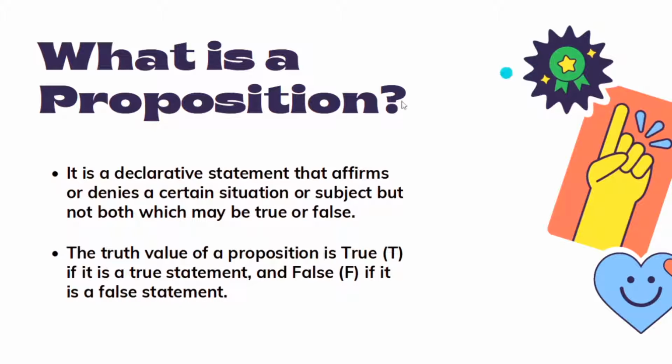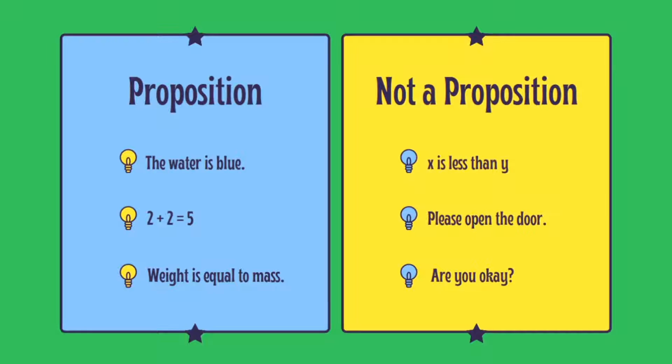A proposition is a declarative statement that affirms or denies a certain situation or subject, but not both, which may be true or false. The truth value of a proposition is true, denoted as capital letter T if it is a true statement, and false, denoted as capital letter F if it is a false statement. Remember, a proposition has only two possible values. It is either true or false, and it cannot be both.